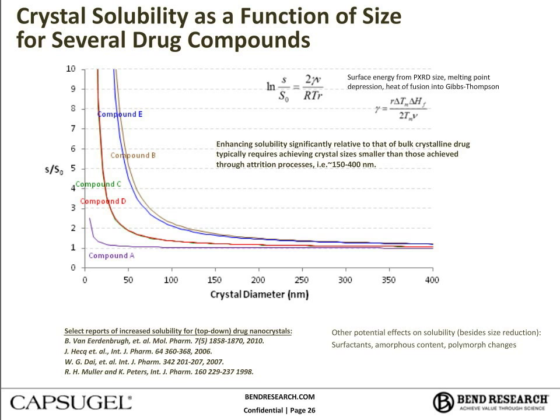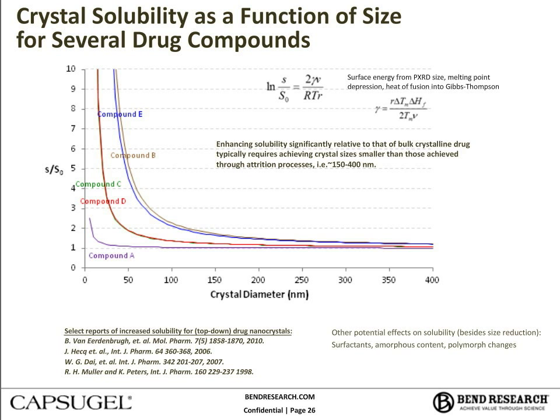And the results here, you can see, is that to significantly increase the activity, say to 2 to 3 times the crystalline solubility, the crystal size has to be down below 100 nanometers or so, which, as I said before, is not easily achievable using the top-down approaches for making a nanocrystalline drug.